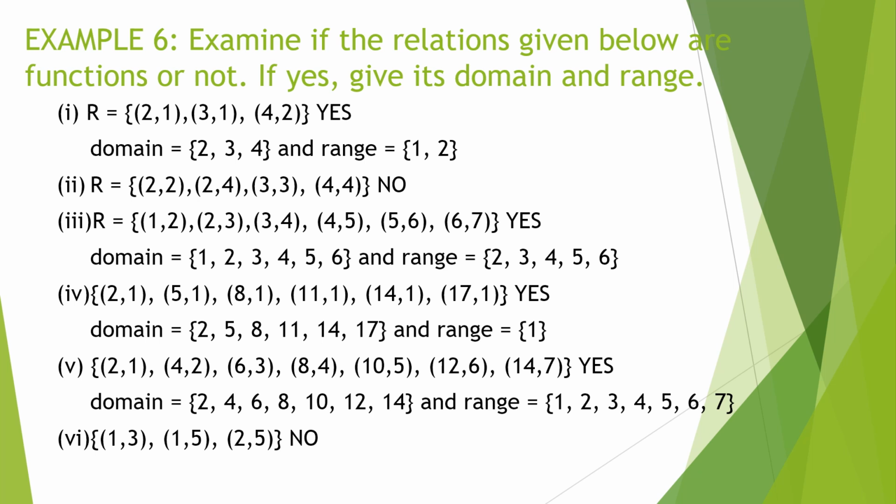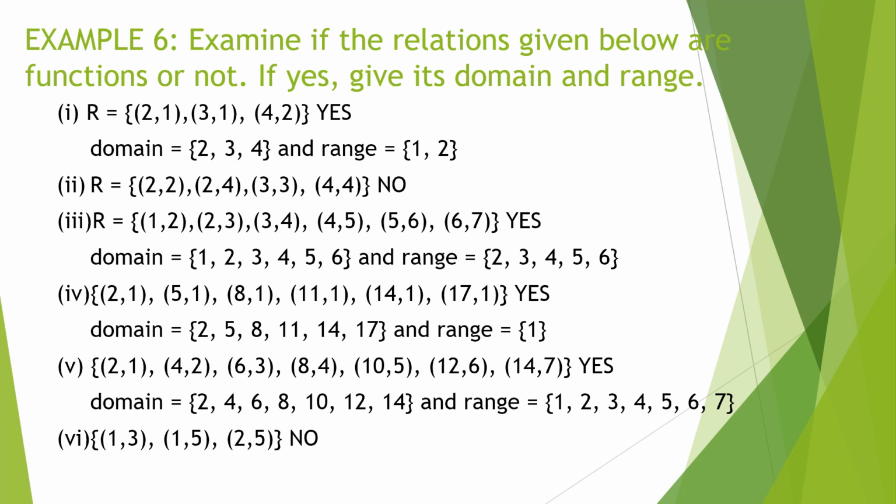Second one, R = {(2, 2), (2, 4), (3, 3), (4, 4)}. Here (2, 2) and (2, 4), there are two ordered pairs which have the same first element. So it is not a function. Third one, R = {(1, 2), (2, 3), (3, 4), (4, 5), (5, 6), (6, 7)}. Yes, it is a function because no two distinct ordered pairs have the same first element. Domain is 1, 2, 3, 4, 5, 6 and range is 2, 3, 4, 5, 6, 7.